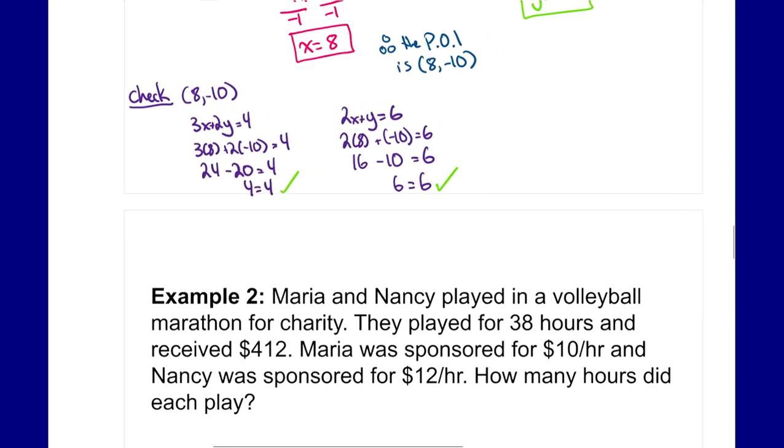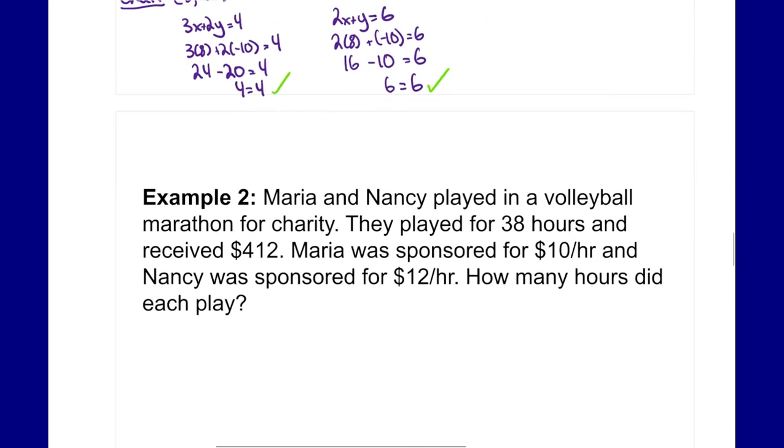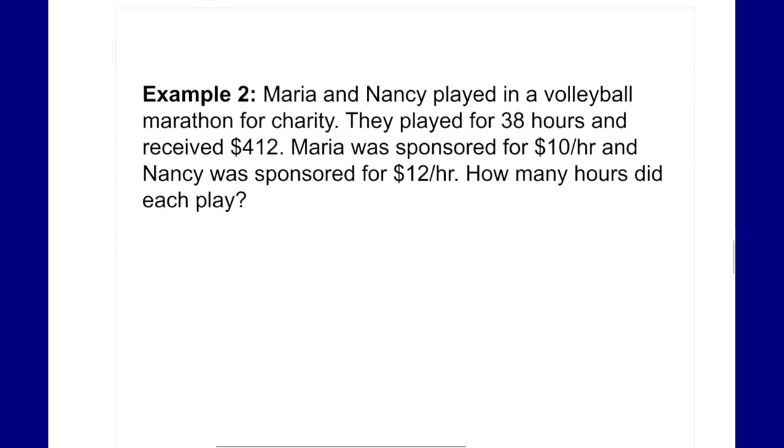Right, so now let's move into some word problems. So Maria and Nancy played in a volleyball marathon for charity. They played for 38 hours and received $412. Maria was sponsored for $10 per hour and Nancy was sponsored for $12 per hour. How many hours did each play?